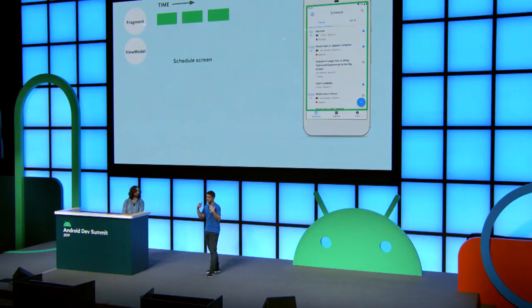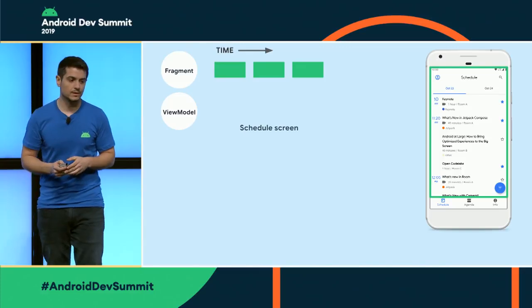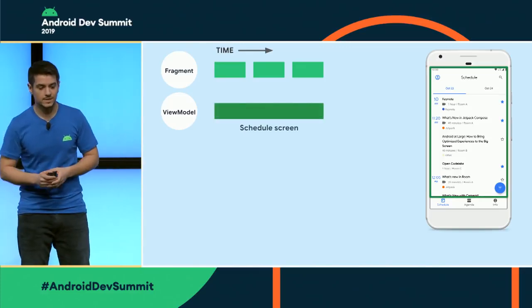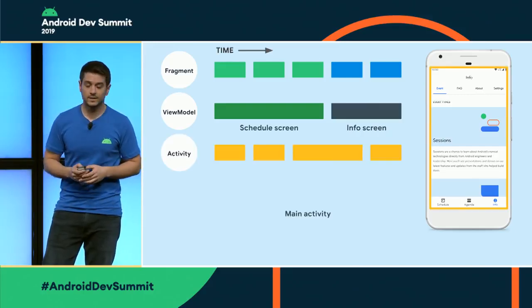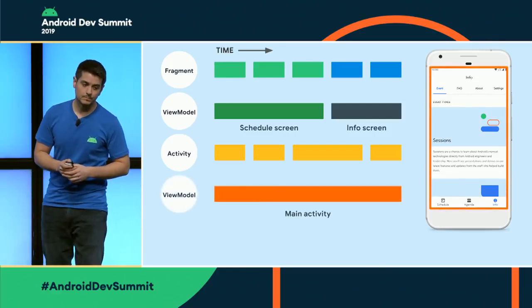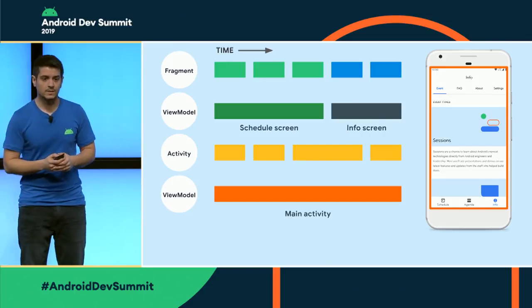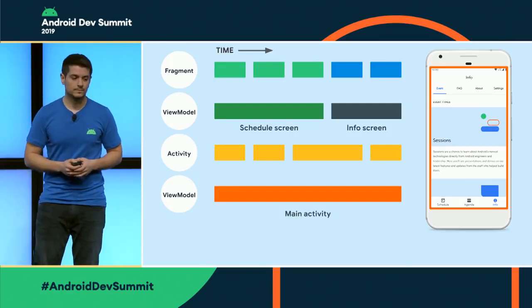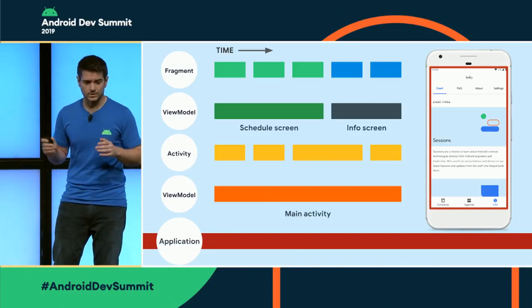But in a real-world app, and this is the Android Dev Summit app, we have way more scopes than that. For example, we have a schedule screen with potentially multiple instances of the schedule fragment, the ViewModel that is scoped to the screen, the agenda, the info screen with fragments and ViewModel as well. Then we have a main activity and a ViewModel that is scoped to this activity. And then you can even have custom scopes. With the navigation component, for example, you can create a scope for a login flow or for a checkout flow. And then we even have the application scope, which is a special case we'll talk about later.